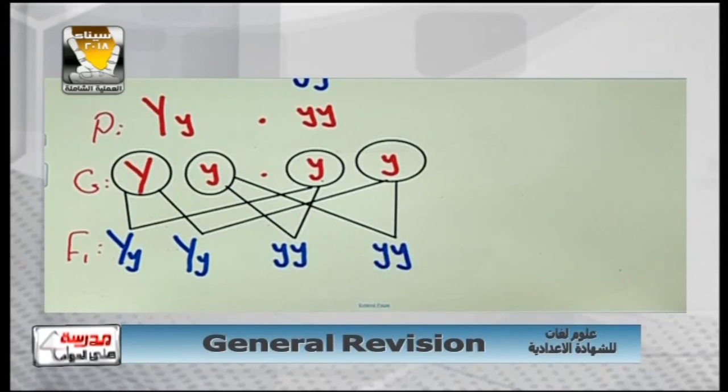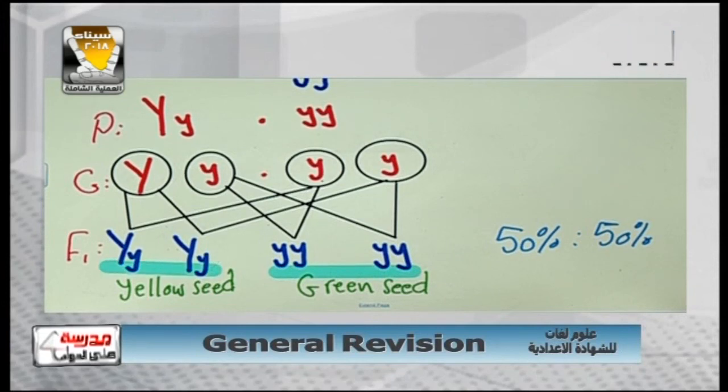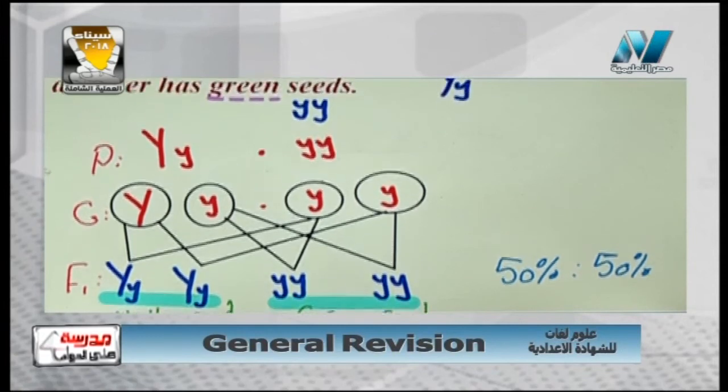So how many have yellow seed? Here we have yellow seed, and here we have green seed. So the percentage is what? 50% to 50%, as here we have 2 green seeds with 2 yellow seeds, meaning half and half, or a ratio of 1 to 1, or as a percentage 50-50.